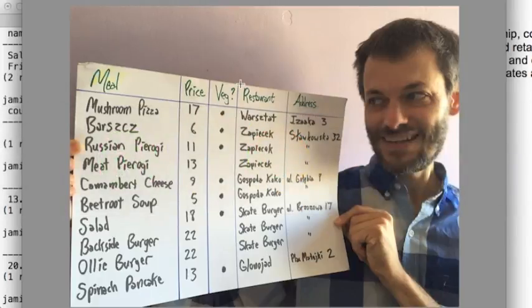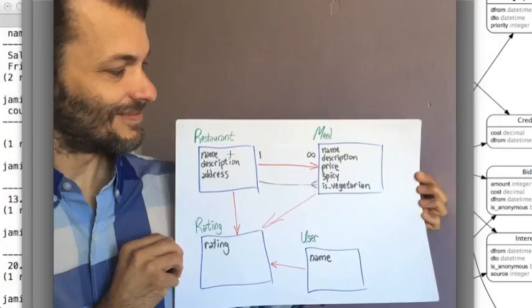So two sets of information. And in fact, you can see the schema as well. We have this picture where it shows restaurants have this kind of information: name, description, and address. And then meals have this information: name, description, price, how spicy it is as a number for us, and whether or not it is vegetarian.